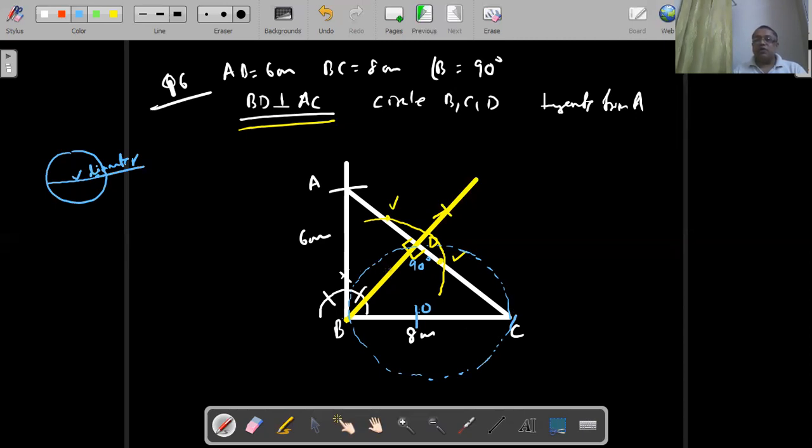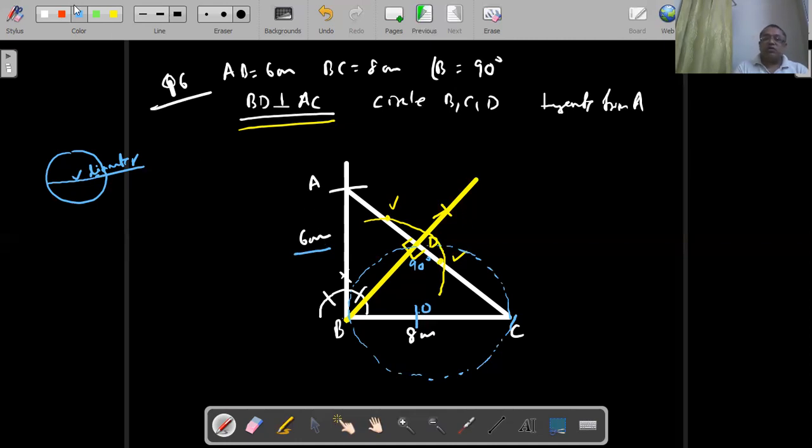Now comes the last part. So we have drawn this triangle, we have drawn BD perpendicular to AC, we have drawn the circle through BCD. Now comes the last part, draw tangents from A. So if you realize AB is already a tangent, it's touching the circle at one point. And the length of this tangent is given as 6.